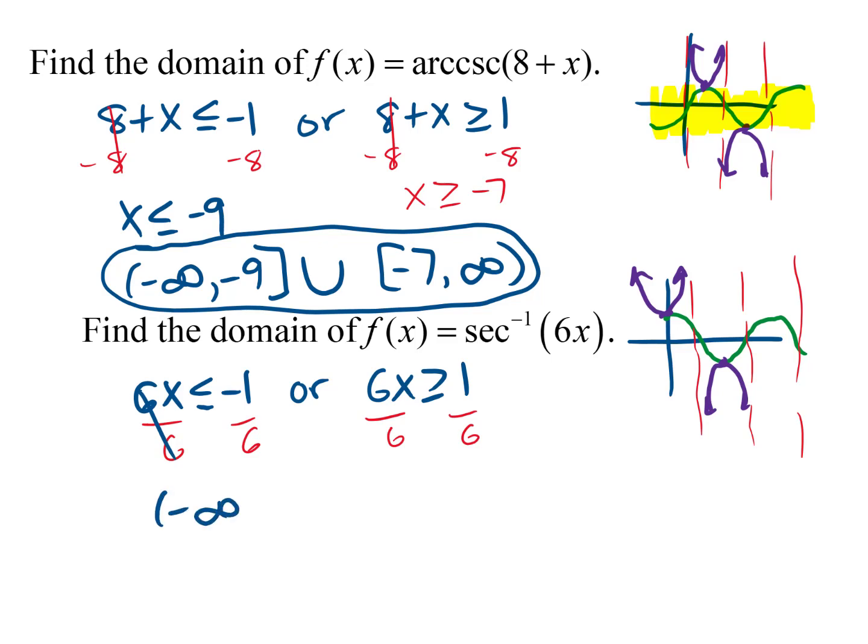So going from -infinity up to -1/6, and it can equal -1/6 because that would make the place where it actually equaled -1. And we're going to put that together with our 1/6 to infinity.